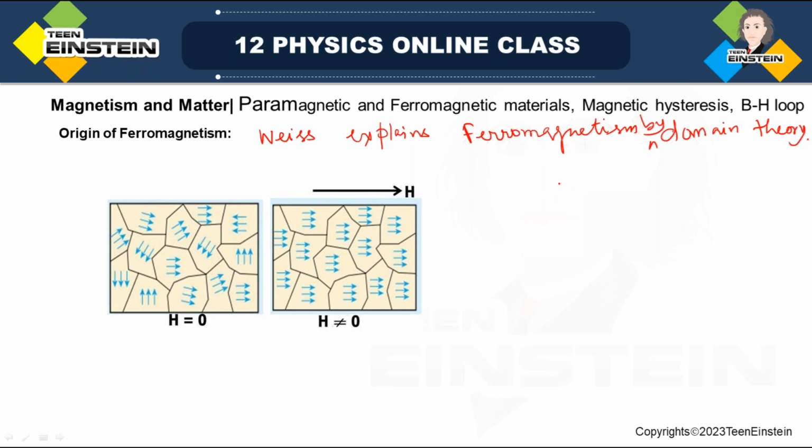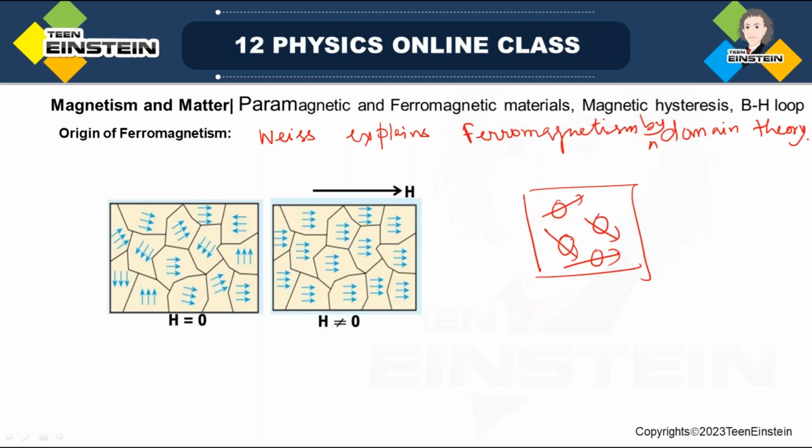In the earlier case, we had seen there were atomic dipoles, and they are independent of each other. That means they don't talk to each other, they don't cooperate with each other to find a suitable configuration. But in the case of ferromagnetic material, these dipoles are very cooperative to each other. They interact with each other.